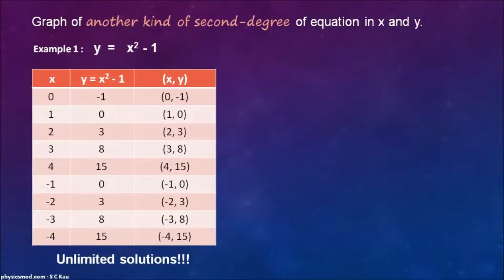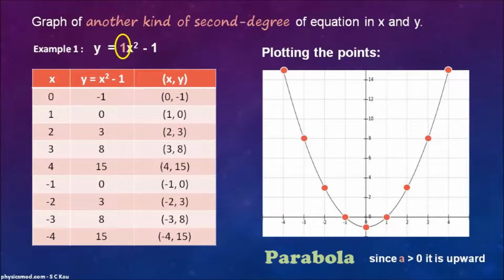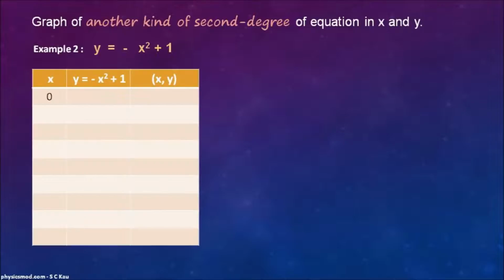Plotting the points and connecting with the line, we have this graph. And this graph is a parabola. Since a is greater than 0, that is, equals 1, the parabola is opening upward. Otherwise, if a is less than 0, it's opening downward. Let's have example 2.